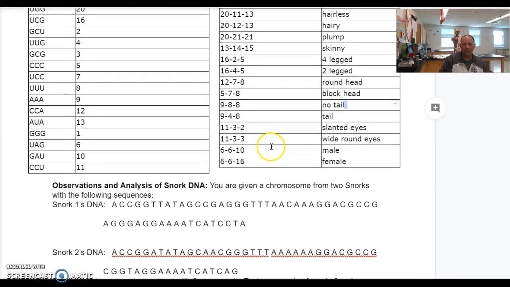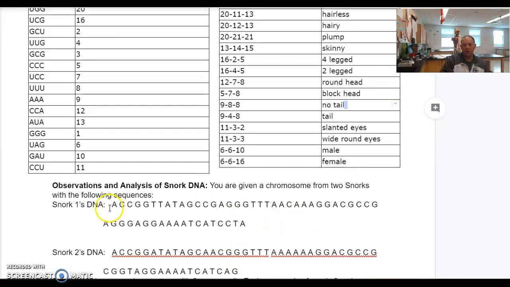In order to help with this, we're going to be given the chromosome of 2 Snorks with the following sequences. Snork 1's DNA is listed right here. The one thing I will warn you with Snork 1's DNA is that the last 2 letters on the top line are going to go with the first letter on the second line. So C, G, and A all go together as one codon. The same thing happens on the bottom line.